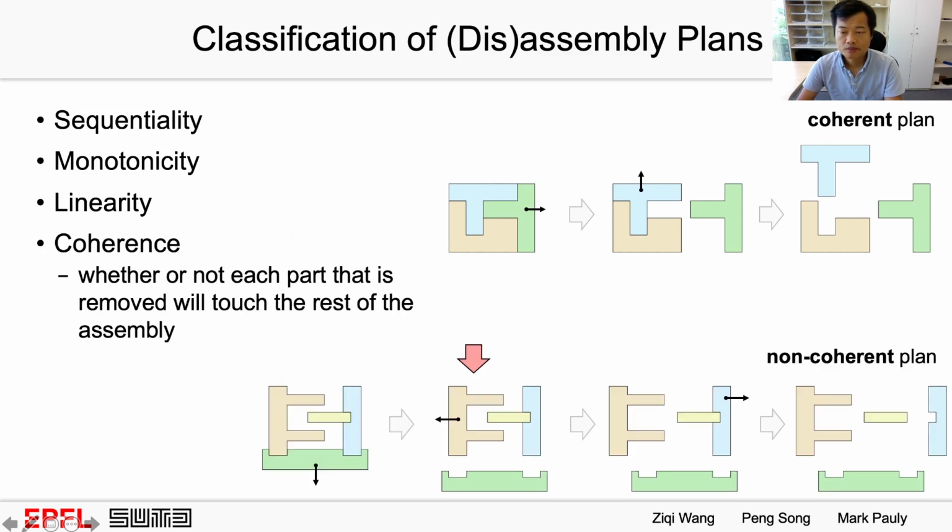A coherent plan means that each part that is removed will touch the rest of the assembly. See this top example. The bottom example shows a non-coherent plan. This is because when we remove the orange part, it does not touch any part in the rest of the assembly.